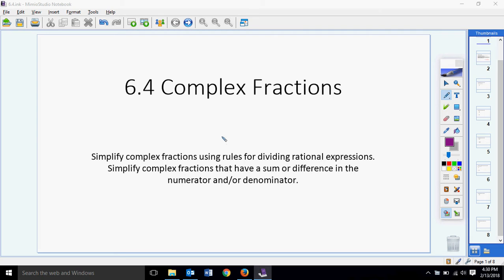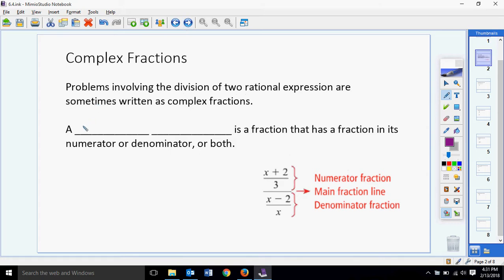Welcome to 6.4 complex fractions. We're going to be simplifying complex fractions, and we're going to use rules of dividing rational expressions to help us do that. We're also going to be simplifying complex fractions that have a sum or a difference in the numerator and/or denominator. So to start off, what is a complex fraction?